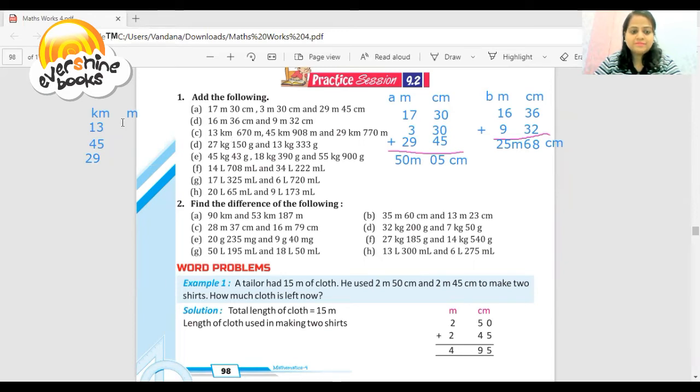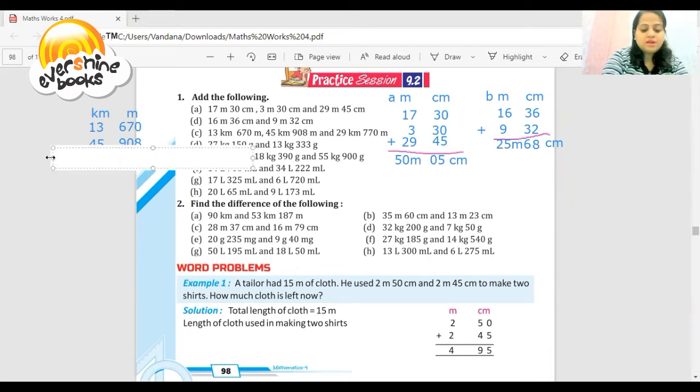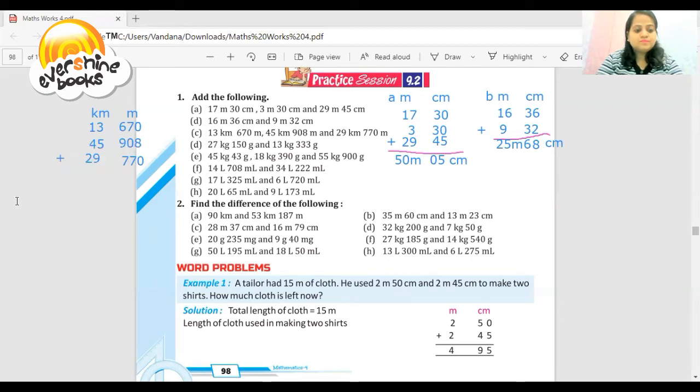670, 908. So right here 670, 908, and then after 908, 770 meter. And then you have to do the addition. Put the sign of addition here, and then do the addition sums. Tell me the answer, students. What is the answer? Yes, come on, tell me. So your answer is 89 kilometer, 348 meter. Okay, so write your answer C1.